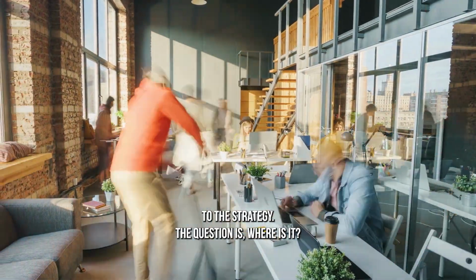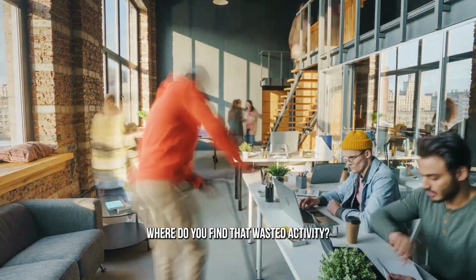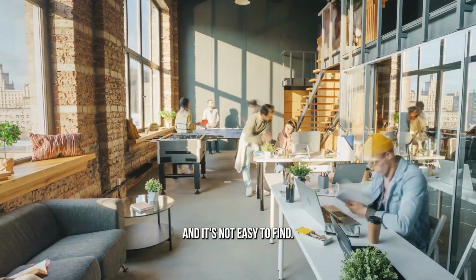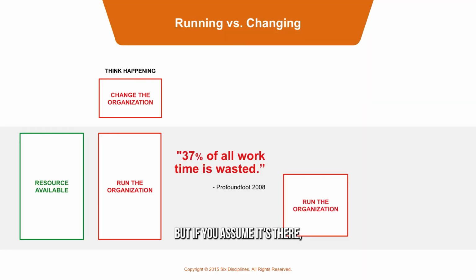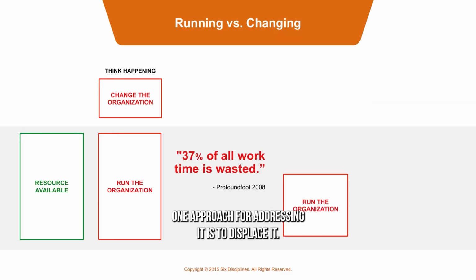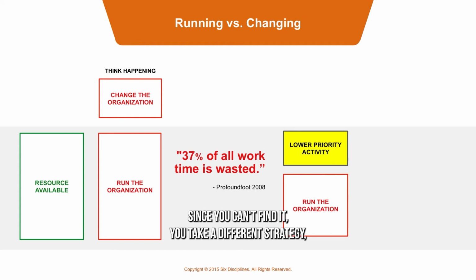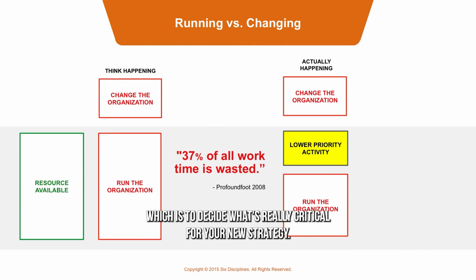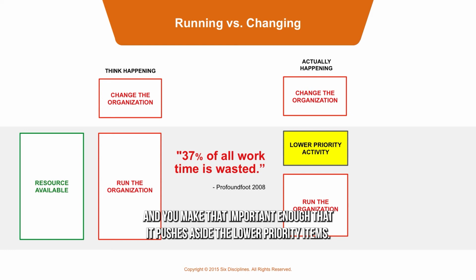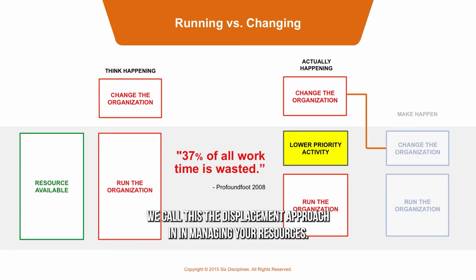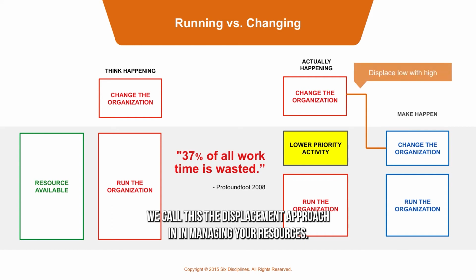The question is, where is it? Where do you find that wasted activity? And it's not easy to find. But if you assume it's there, one approach for addressing it is to displace it. Since you can't find it, you take a different strategy, which is to decide what's really critical for your new strategy, and you make that important enough that it pushes aside the lower priority items. We call this the displacement approach in managing your resources.